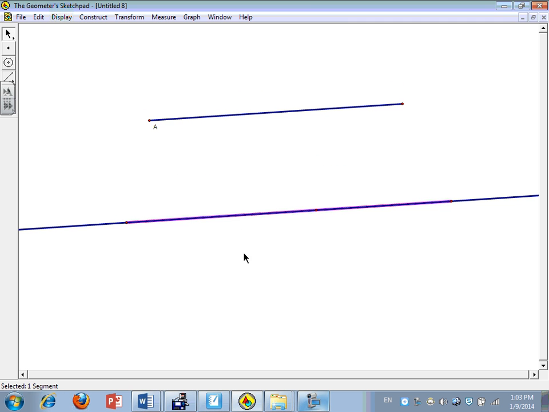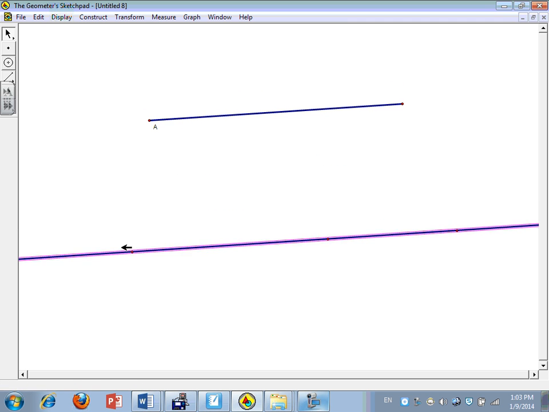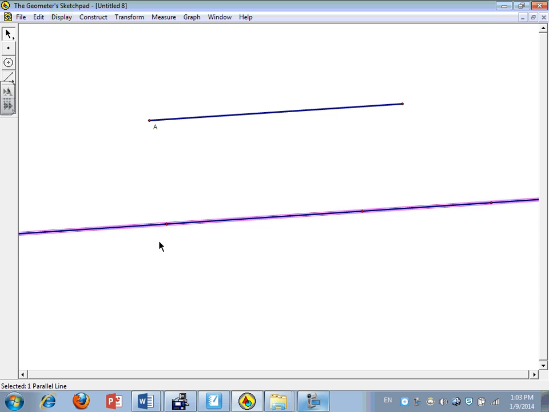And I can move them around if it makes me happy. Back and forth. So what I'm going to do is put a transversal through them. A transversal just means a line cutting through them. And just like last time, I'm going to put little dots in the middle so I can measure my angles.